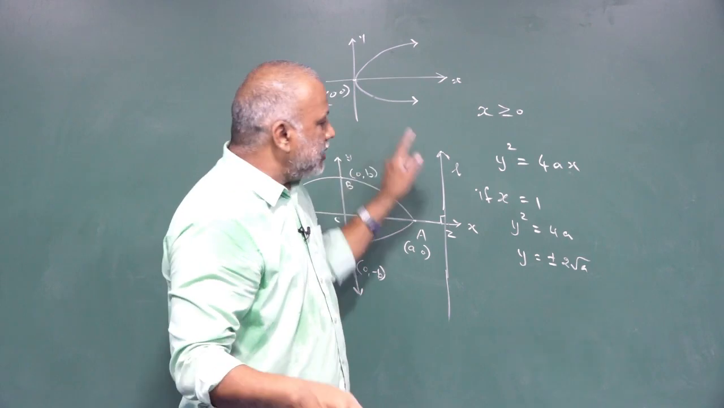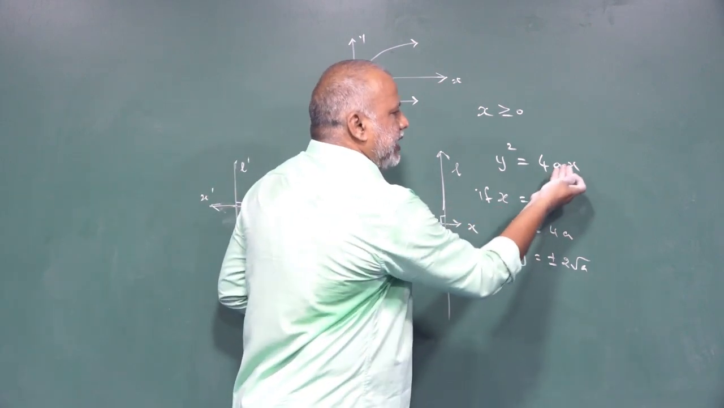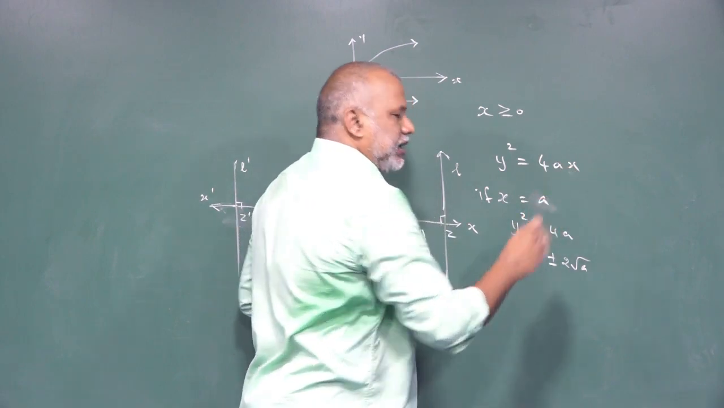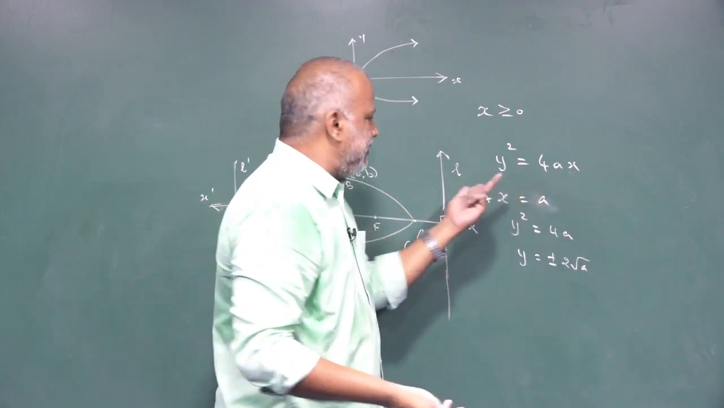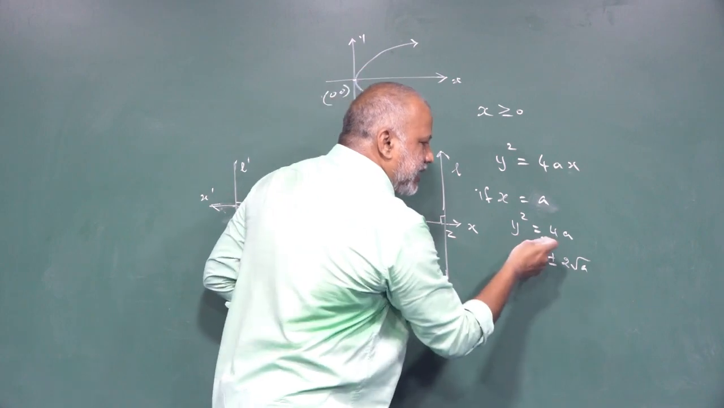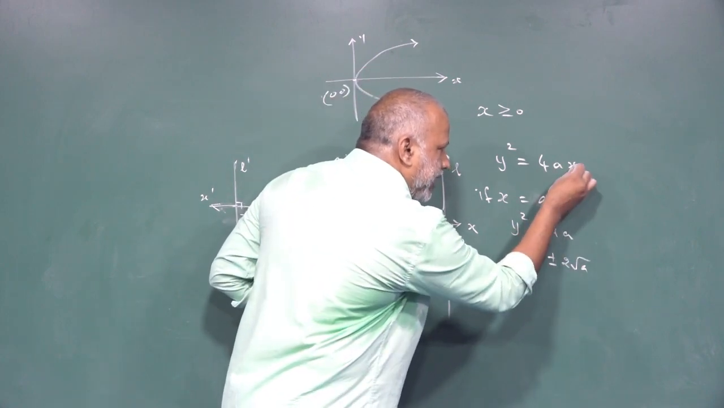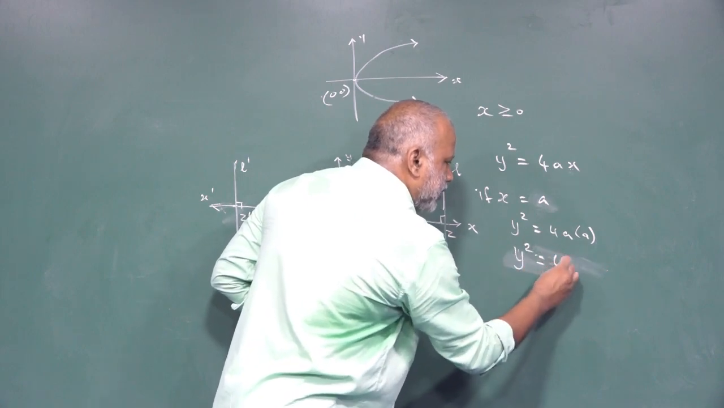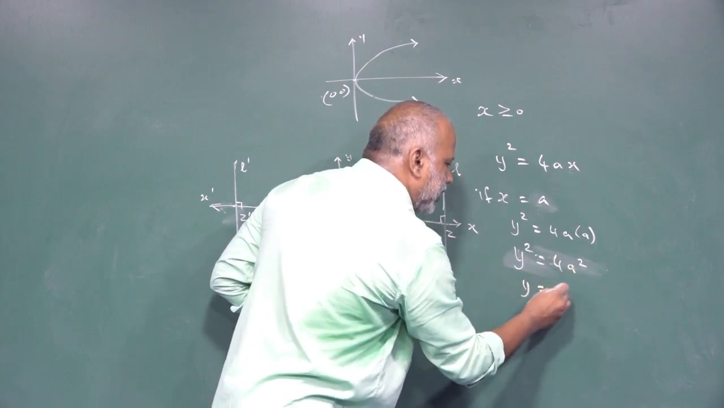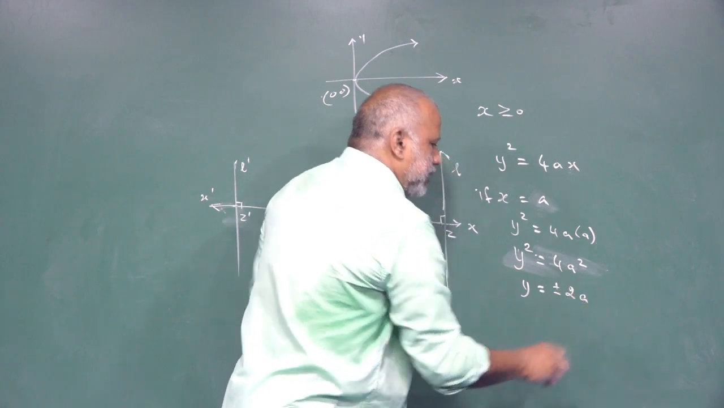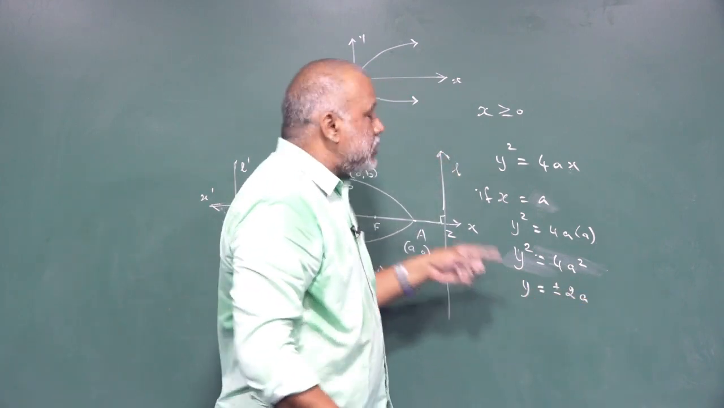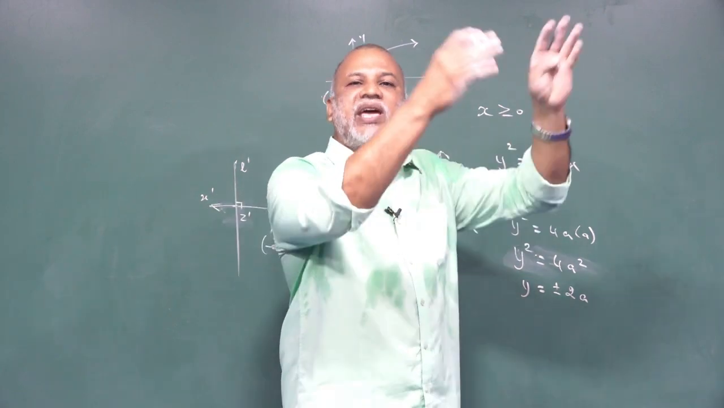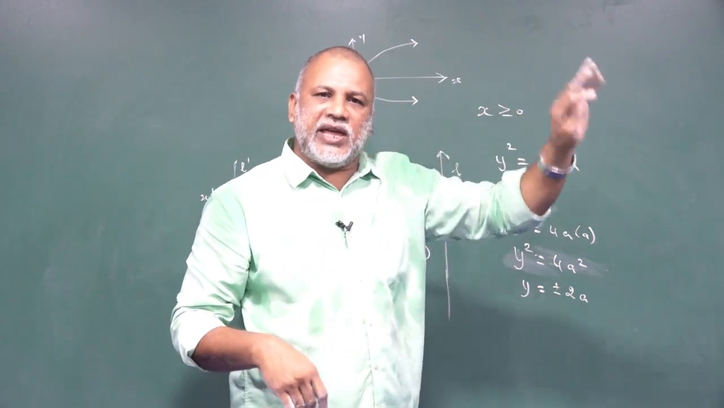Suppose I give the value in terms of letters, for example x equal to a. Then y squared equals 4a squared, y equals plus or minus 2a. See, one time positive, one time negative. So the parabola is an open curve; it travels up to infinity.